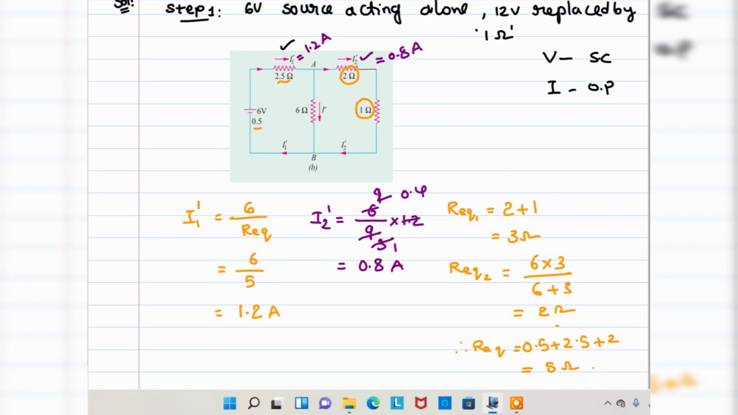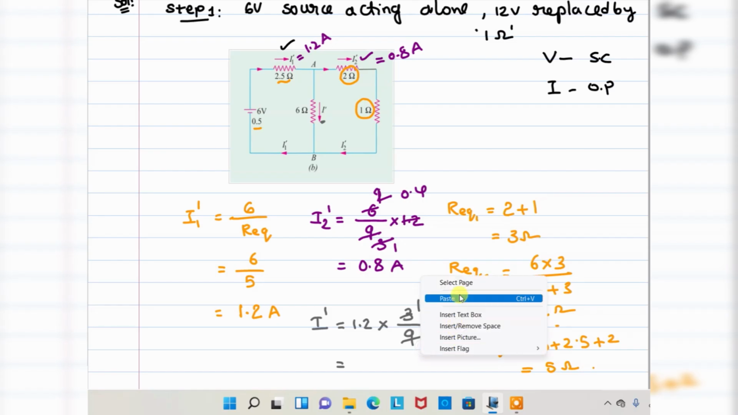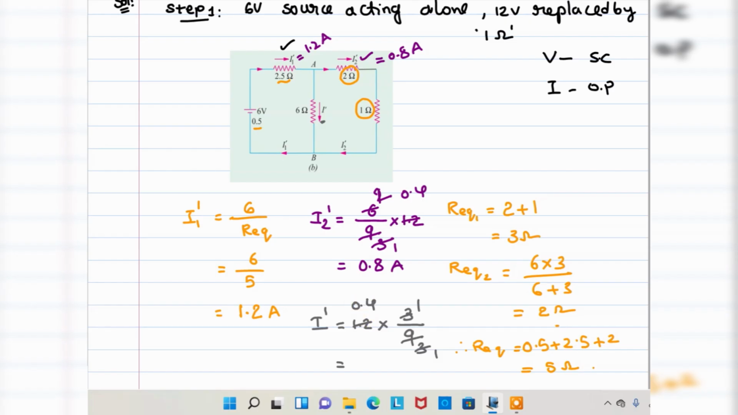Next, the third current, I3 prime. I3 prime is equal to the total current, again applying the current division rule, into, you want to find this current, right? The opposite is this combination, that is 3 divided by the total, 3 plus 6, 9. So this is 1 time, this is 3 times, this is 1 time 0.4, which is equal to 0.4 amperes.